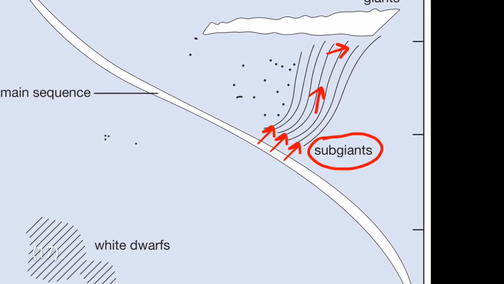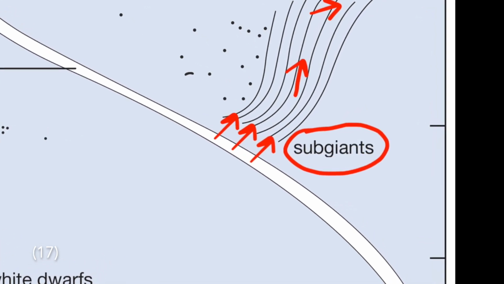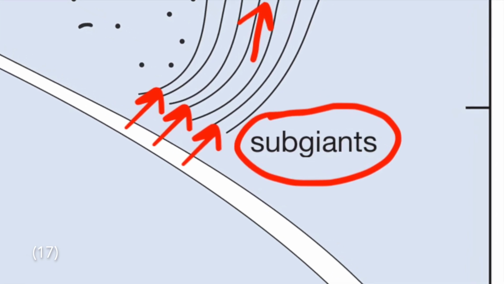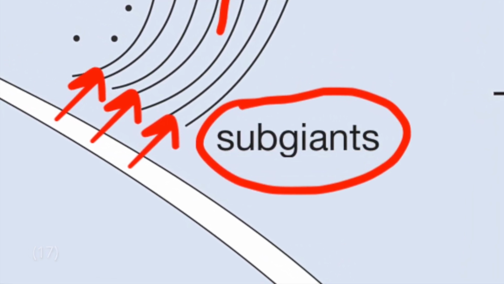Stars in this stage, stage 8, are categorized as subgiants and are around 3 times the radius of stars like the Sun. A star will move horizontally to the right on the HR diagram as it becomes a subgiant.